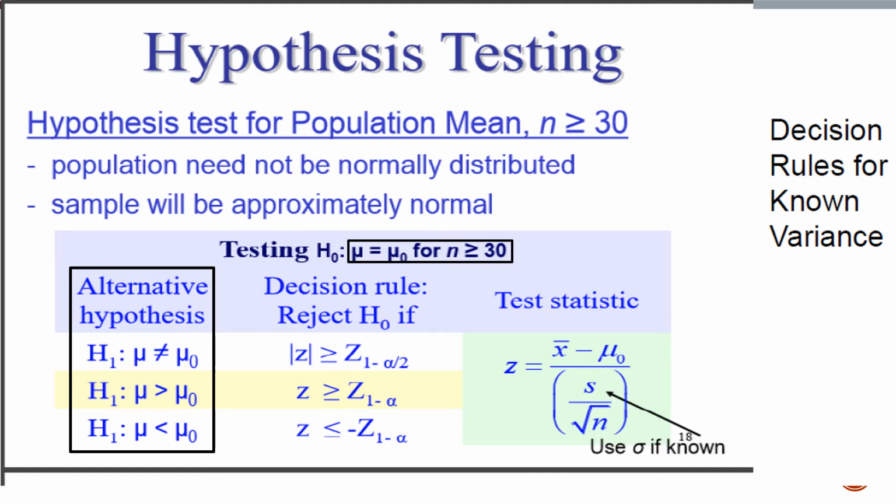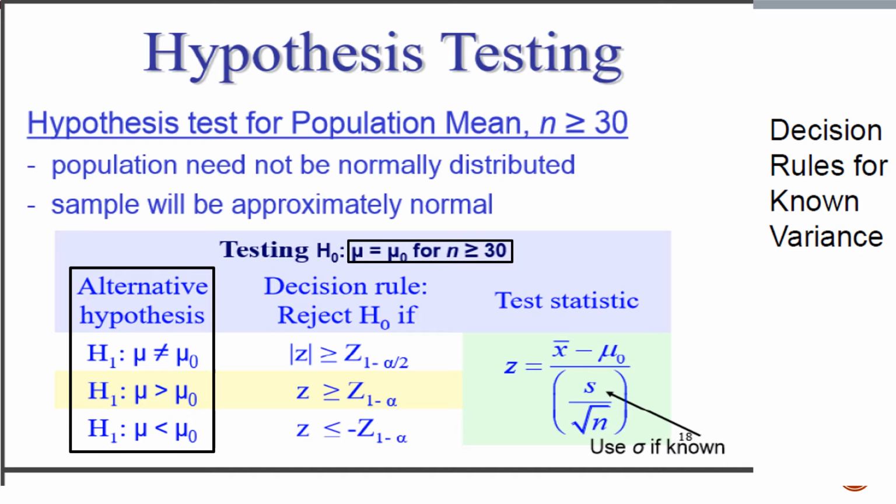The sample size must be greater than or equal to 30. The population need not be normally distributed; the sample will be approximately normal. So it is always the case that in stating the null hypothesis, we equate the true mean to the hypothesized mean. The only difference between these hypothesis tests is the alternative hypothesis. In some cases the alternative hypothesis states that the true mean is not equal to the hypothesized mean, or that it is greater than or less than the hypothesized mean.